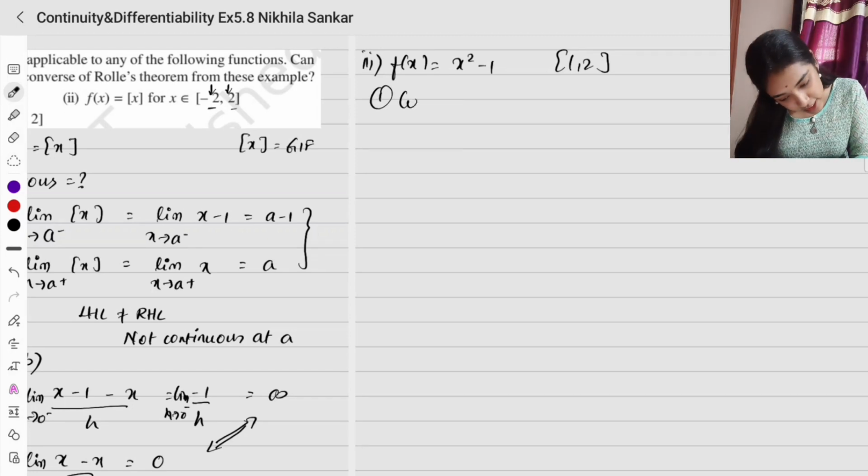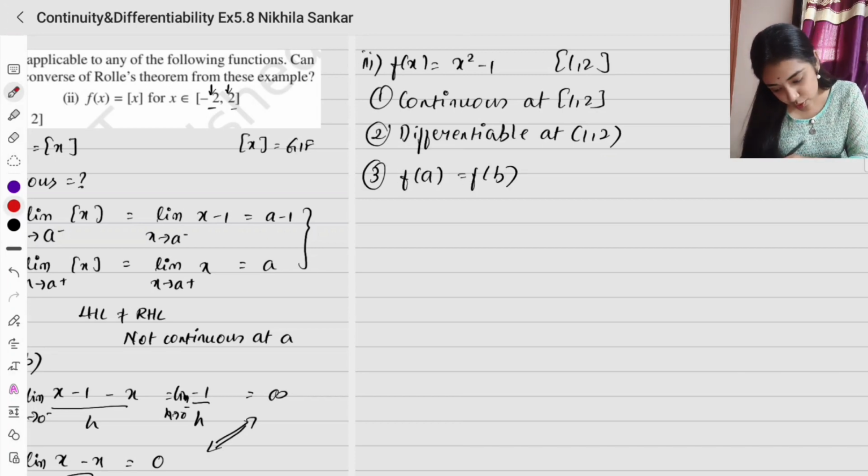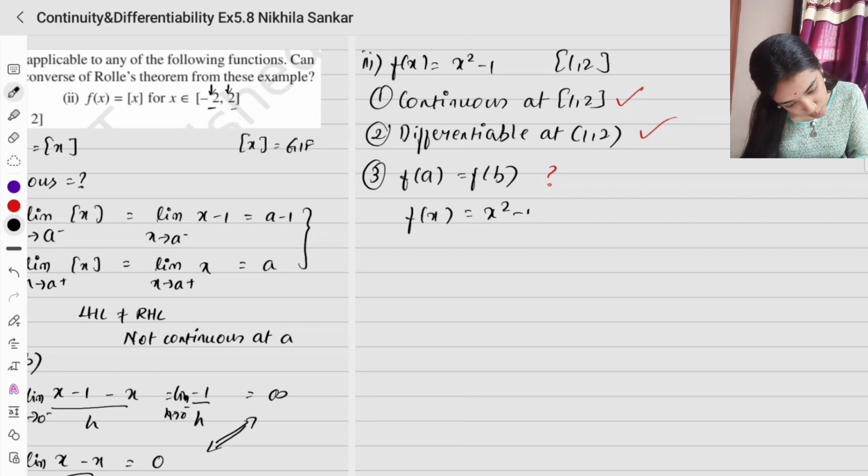So first it is continuous. Polynomial functions are continuous at closed interval. Second, it is differentiable. Polynomial functions are also differentiable. Differentiable at 1, 2. What is my third point? F of a equals f of b. First two conditions are satisfied. I have to check my third condition. So how do I check? F of x equals x square minus 1.